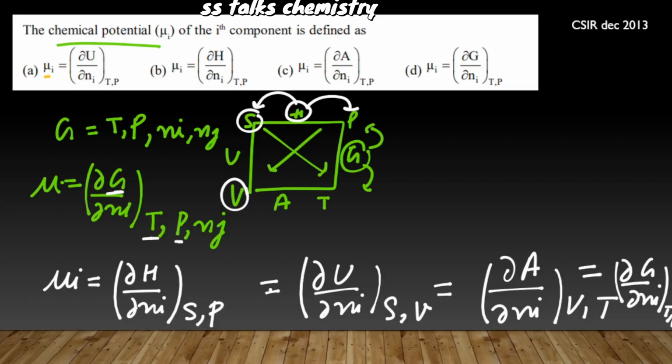So chemical potential as del U by del of Ni at constant temperature and pressure is incorrect. You could write it this way only if you are talking about constant entropy and constant volume. Del H at constant temperature and pressure is again incorrect. A in terms of temperature and pressure is again incorrect. Dg in terms of constant temperature and pressure is the correct one.